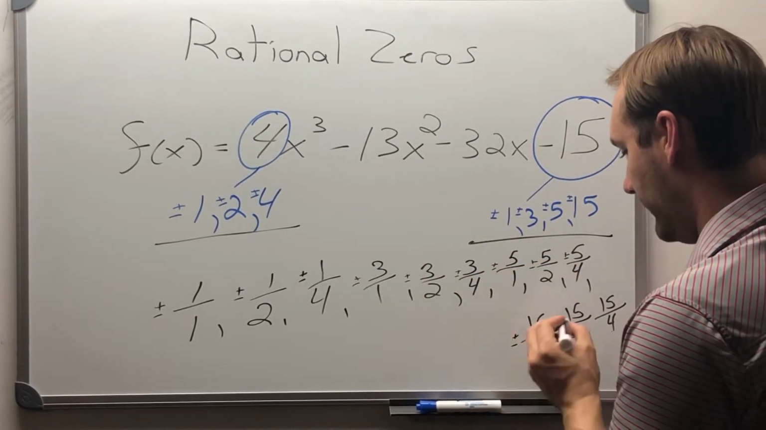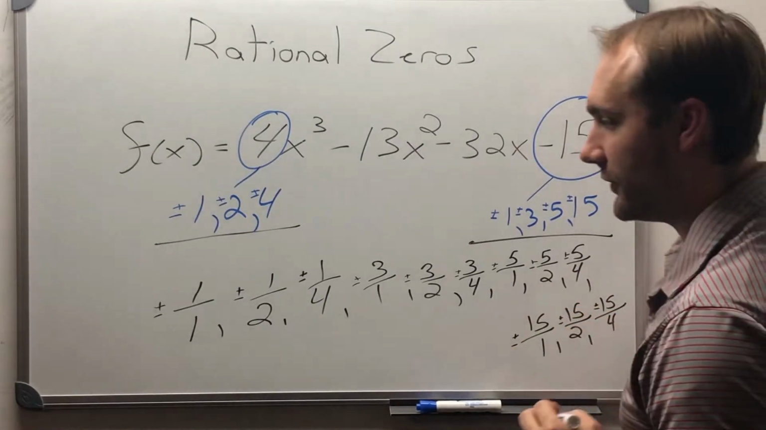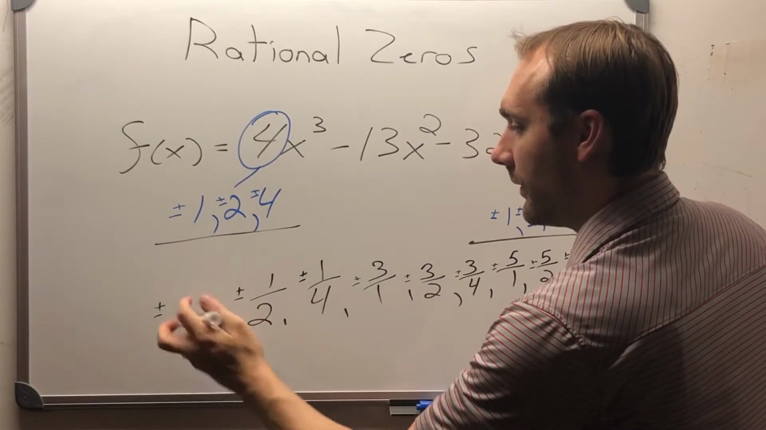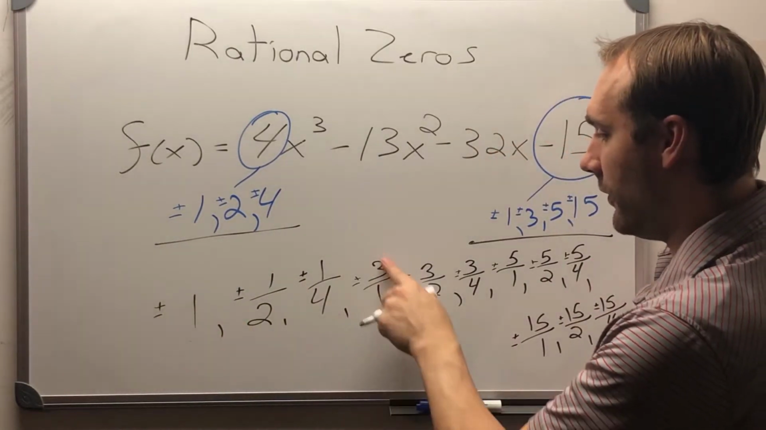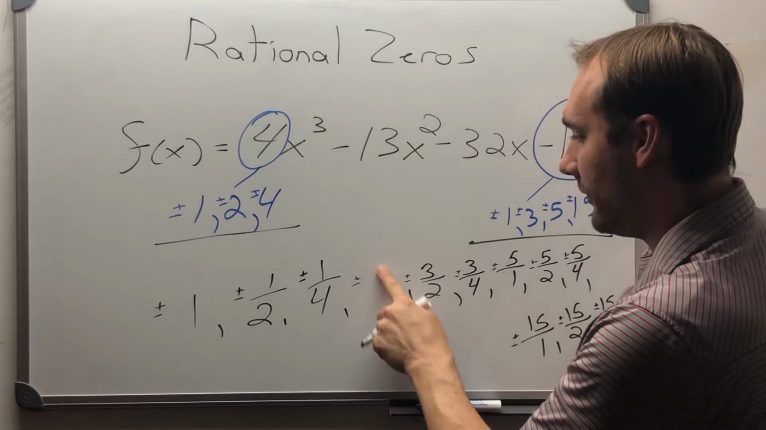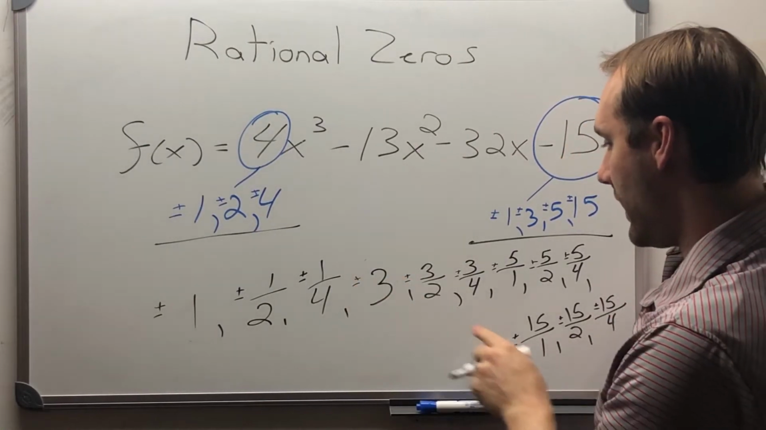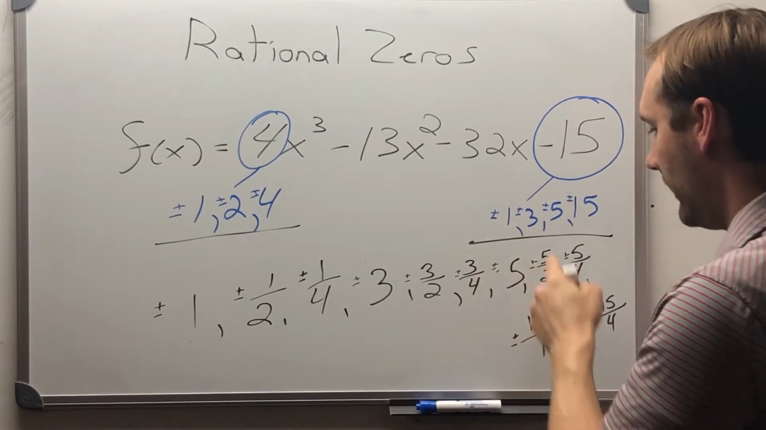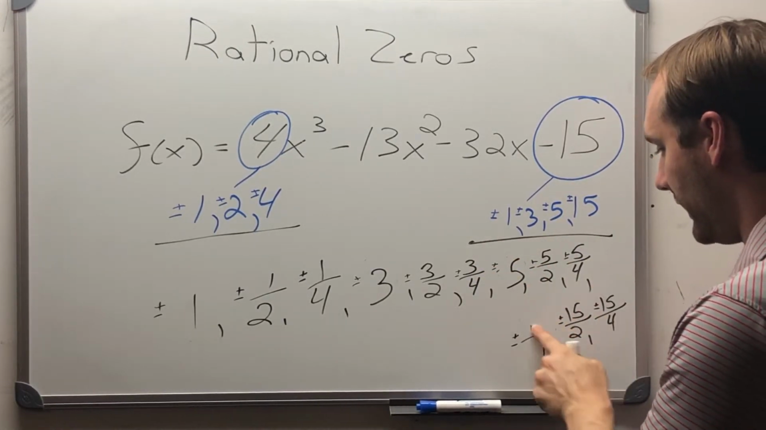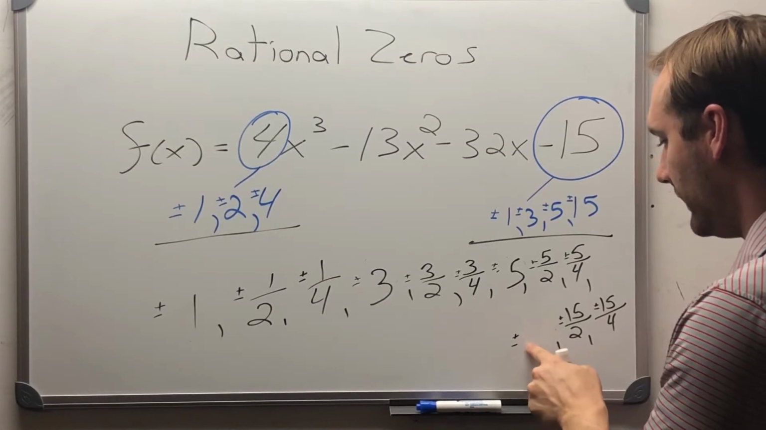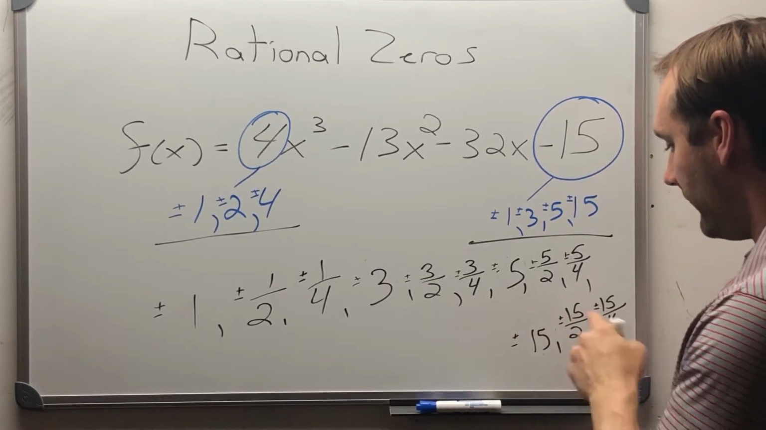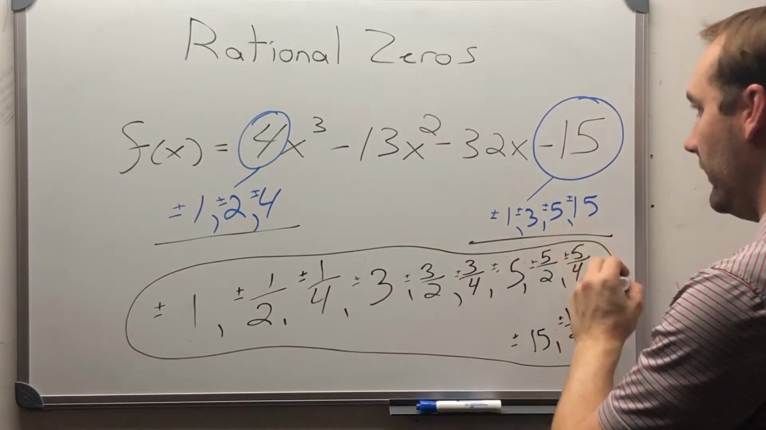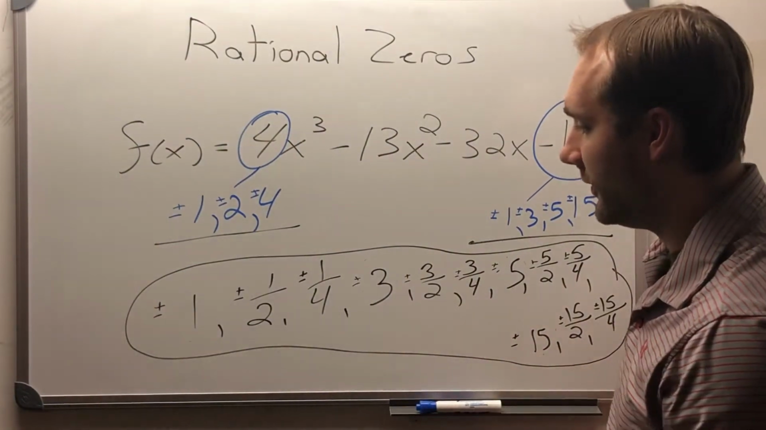Now we're almost done. We just need to simplify these fractions. So 1 over 1 is, of course, I'll just change it to 1. We can keep this as 1/2, 1/4, 3 over 1, simplify that to a 3. 3/2, 3/4, 5 over 1 is a 5. 5/2, 5/4, 15 over 1, I'll change that to a 15. And 15 halves and 15 fourths. These are all possible zeros with this polynomial here using the rational zero theorem.